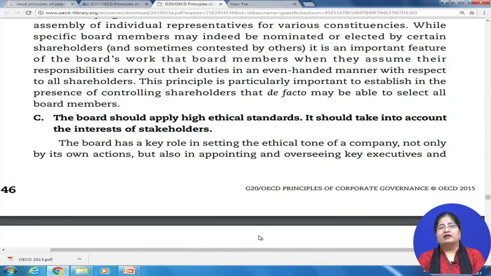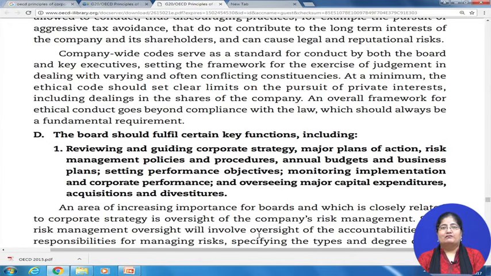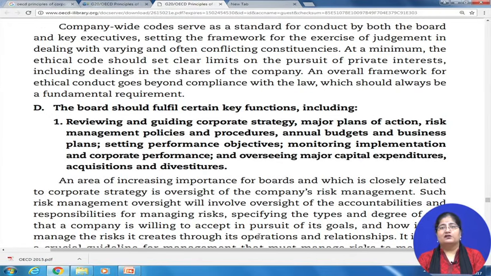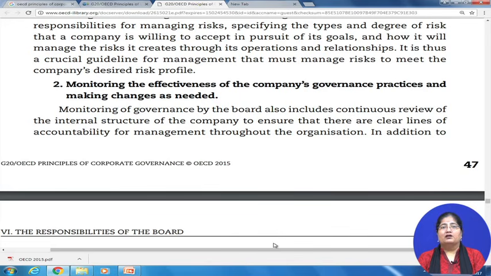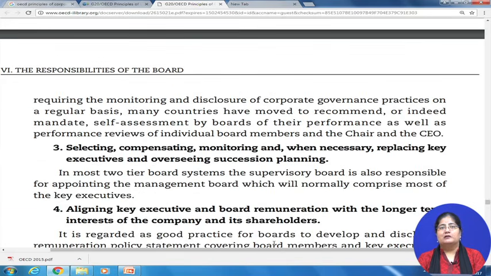The board should apply high ethical standards. It should take into account the interests of stakeholders. The board should fulfill certain key functions including reviewing and guiding corporate strategy, major plans of action, risk management policies and procedures, annual budgets and business plans, setting performance objectives, monitoring implementation and corporate performance, and overseeing major capital expenditures, acquisitions and divestitures. Monitoring the effectiveness of the company's governance practices and making changes as needed.